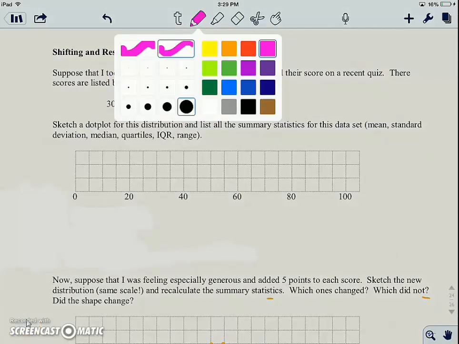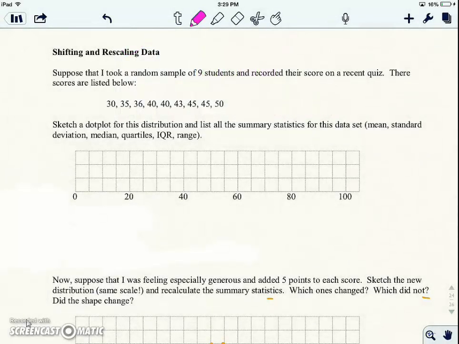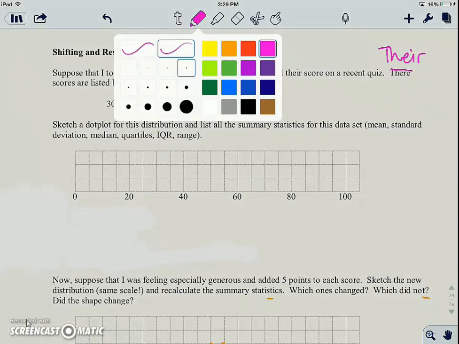Okay, so here is the last set of notes for Unit 1. Yay for you. Suppose I took a random sample of 9 students and recorded their score on a recent quiz. Their scores are listed below. Hopefully this quiz was out of 50 and not 100. Sketch a dot plot for this distribution, and then we're going to find the summary statistics.